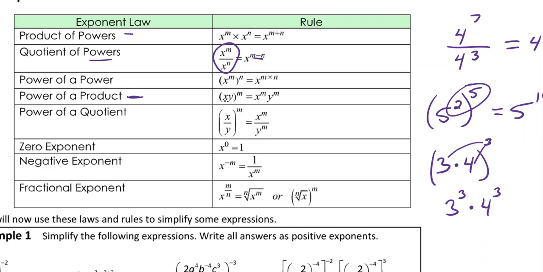Do you see how it was just like x times y to the power of m is the same thing as x to the power of m times y to the power of m. So just like the example I just gave you there. Same thing with quotient. If you're dividing, it would be x over y to the power of m.